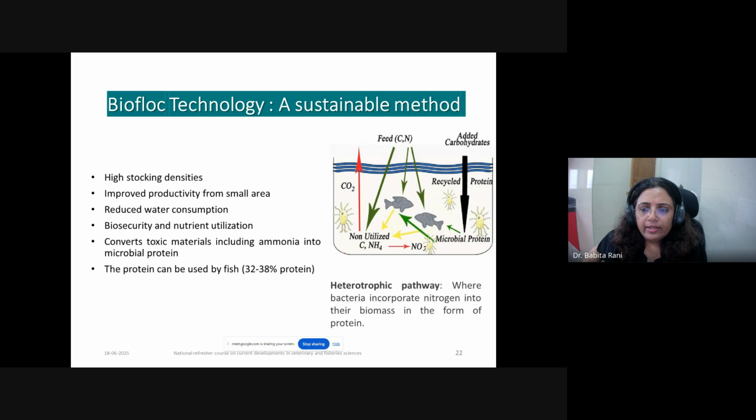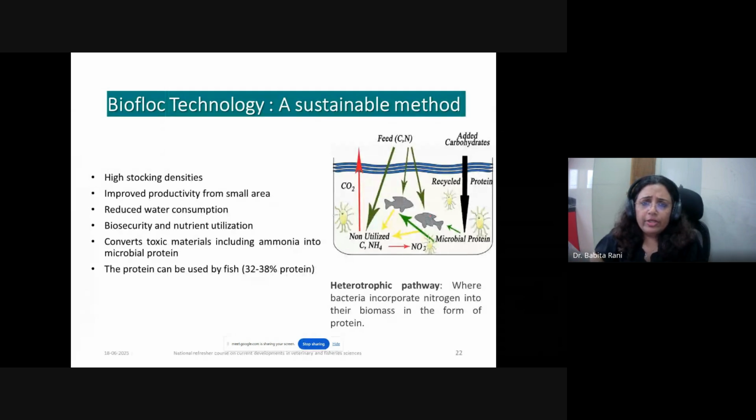So C and N, the carbon-nitrogen ratio. When the carbon-nitrogen ratio is about 10:1, that means 10 carbon for 1 nitrogen. Suppose ammonia is 1 milligram per liter, and we are providing carbon at 10 milligram per liter. Then the C:N ratio is 10:1. You can increase it up to 20:1, no issue, but to be affordable and reduce unwanted carbon addition, we keep the C:N ratio at 10:1.